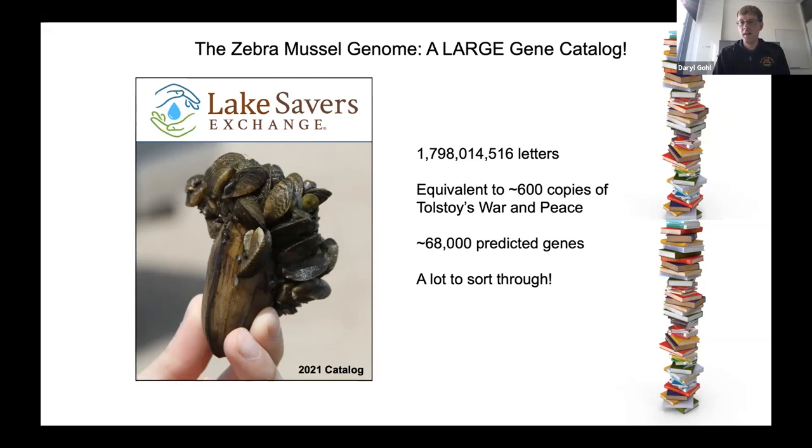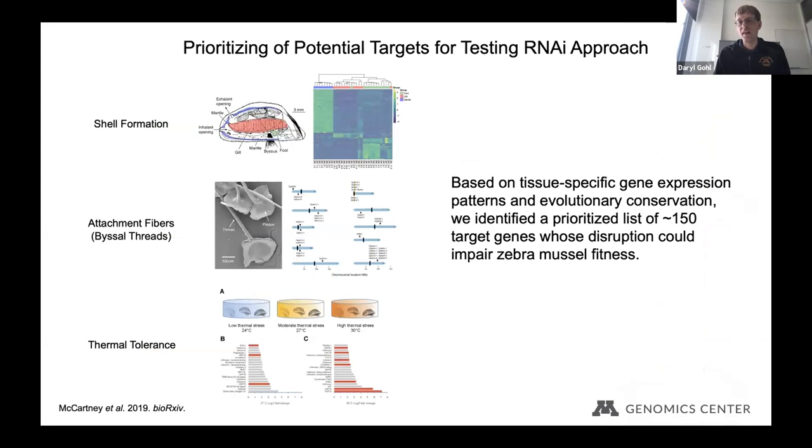So after some work of looking through this information computationally, and using some of the experiments that we've done previously, looking at gene expression in different tissues, such as the mantle, or looking at gene expression in response to different conditions like thermal stress, we've created an initial list of about 150 high-value targets that we think, based on their expression and their inferred functions, are going to be high-value for trying to knock down and trying to induce phenotypes in zebra mussels.